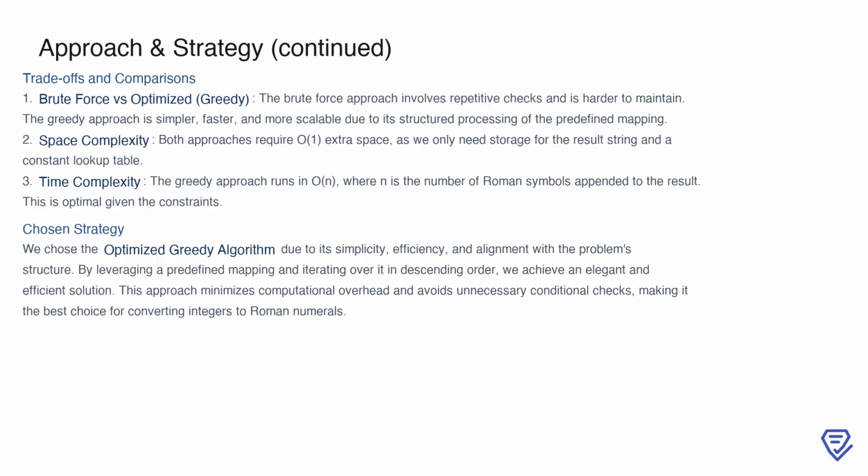This is optimal within the problem's constraints. Ultimately, we chose the optimized greedy algorithm as our strategy. Its simplicity aligns perfectly with the predictable structure of Roman numerals, allowing us to efficiently convert integers by minimizing computational overhead and avoiding unnecessary conditional logic. This makes it the most effective and elegant solution for the problem.